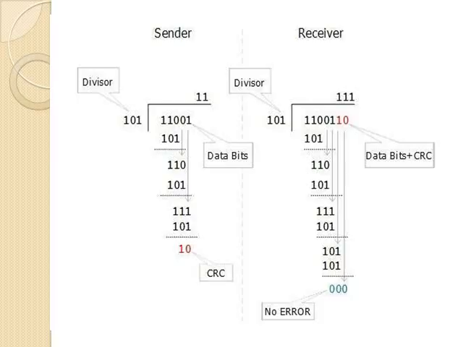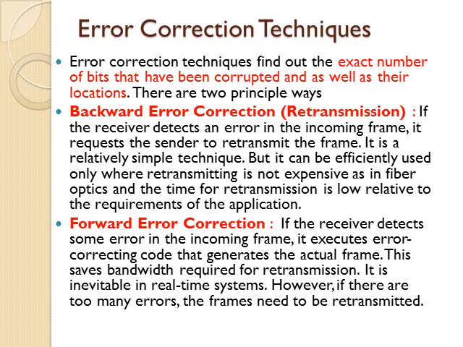So the receiver will receive 11001110. It is again divided by the divisor, so we get 00 as the remainder. Here we are getting 000 as remainder, so there is no error. If suppose there is any 1 here, then it means that there is an error and the receiver will reject the data and advise retransmission of data.